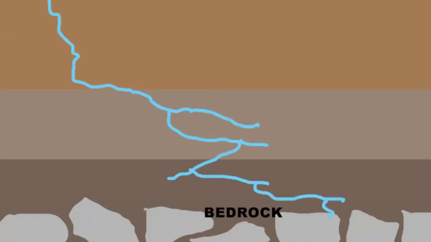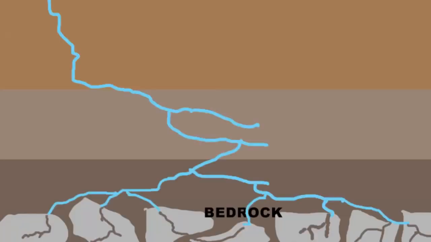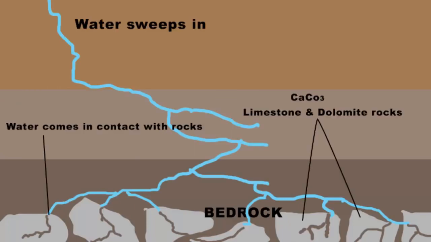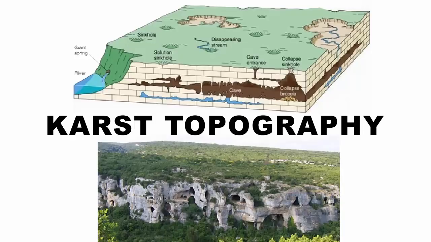When these minerals react with rocks like limestones or dolomites, which are rich in calcium carbonate, it creates a chemical reaction which erodes the rocks and soil, and that is what forms big cracks. They are also known as karst topography. So this is a picture of karst topography. Have a look at this.